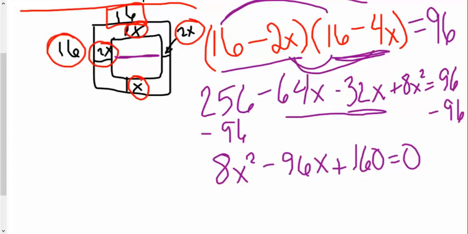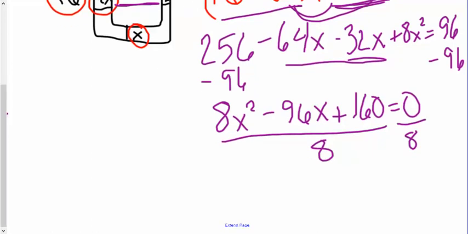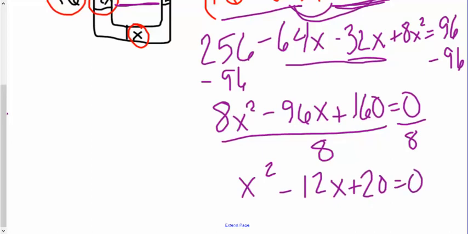So next I need to see if I can divide out a GCF. And we realize here that we're actually able to divide everything by 8, which is really nice. If we couldn't divide by 8, we'd try to divide by 4, or really whatever we could. But here, definitely dividing by the 8. It's fantastic. So that gives us x squared minus 12x plus 20 equals 0.